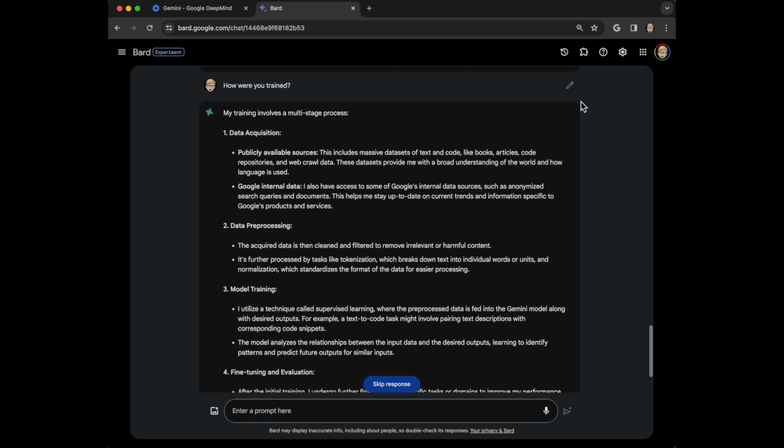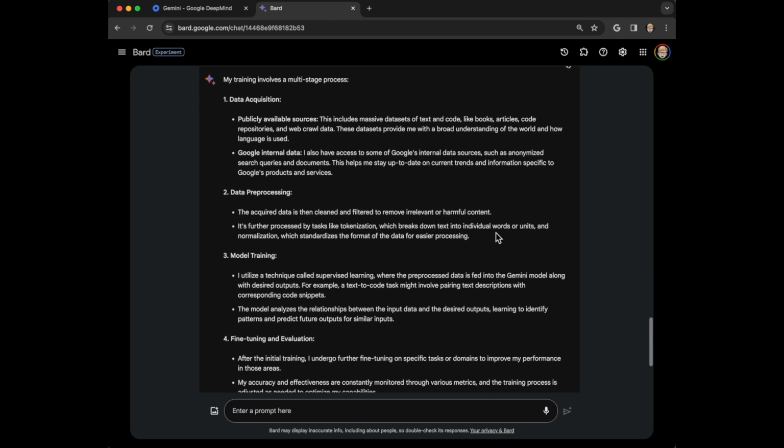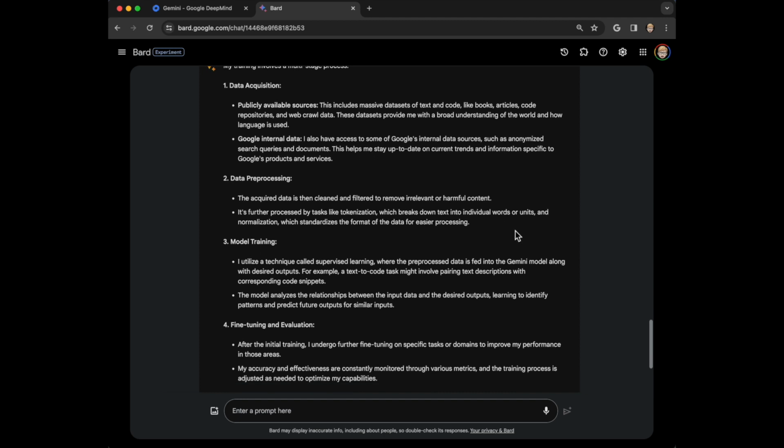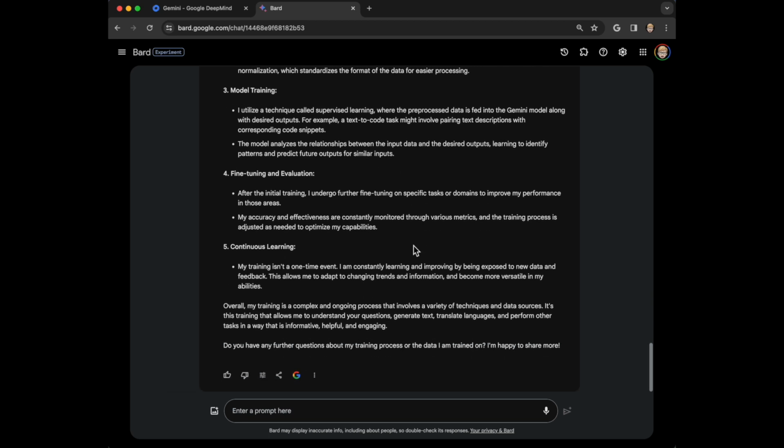This is nice. It gives a lot of background. So what I like about this is it provides the whole multi-stage process, the data acquisition, and then the data pre-processing, the model training, so they use supervised learning. Interesting. So they do some text to code that might involve pairing text descriptions with corresponding code. So interesting. Fine-tuning and evaluation, for accuracy, and then continuous learning. So I do like that.